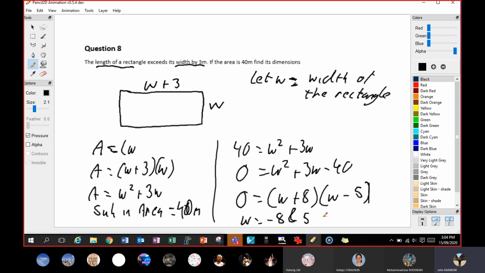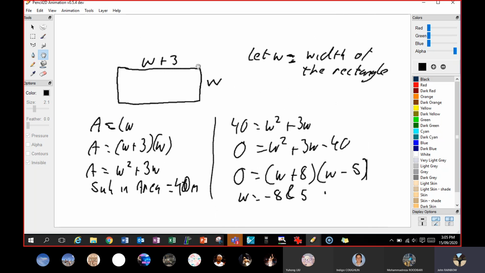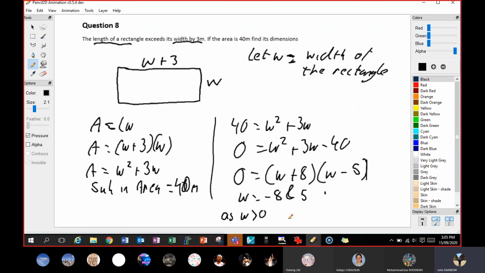That's all we're doing. However, we know that W needs to be greater than 0 because it's a width. So we can just write that W needs to be greater than 0. W equals 5 meters. Now just read the question: find the dimensions of the rectangle. Now I haven't answered its question, have I? I've only talked about the width.